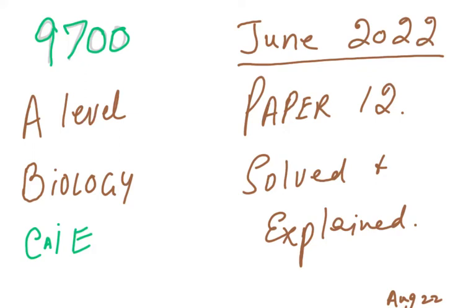Bismillah Rahman Rahim. 9700 A level biology, Cambridge syllabus, June 2022. This is the new syllabus. So, the new syllabus, this is the first exam that we had, and I'm going to discuss the way the paper has changed and how the format has changed. How the paper is now 1 hour 15 minutes, and why? Because it's slightly a more difficult paper.